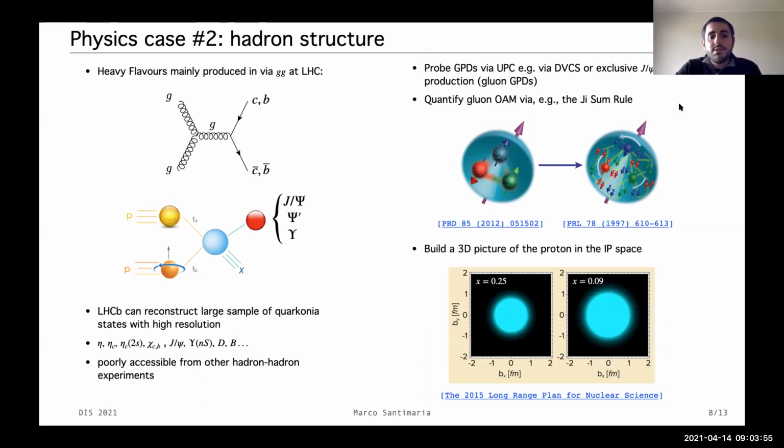As a last item, let me say we'll also be able to probe the GPDs with ultra-peripheral collisions. This can either be done with deeply virtual Compton scattering or with exclusive J/psi production, the latter being sensitive to the gluon GPDs and eventually linked to the gluon orbital angular momentum, for example, with the J/psi. And here below is an example of a 3D picture that can be built, this comes from HERMES results in the impact parameter space.